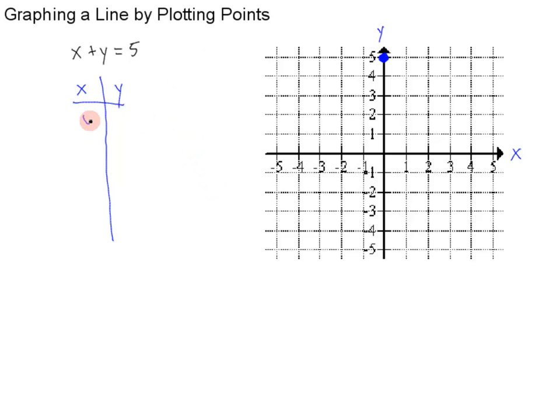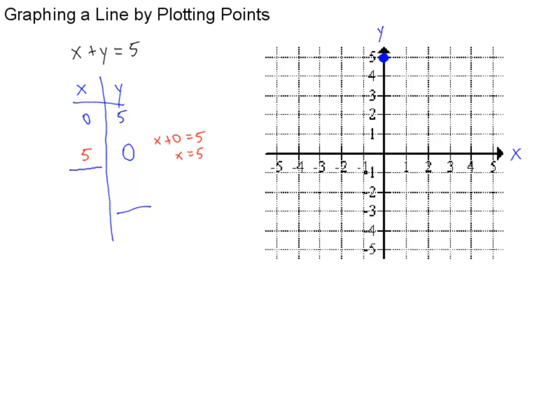Well, we already said the ordered pair (0, 5) makes this true. Now we need 2 more, so I'll choose a value for y and then figure out what x is. And we'll choose another value for x and figure out what y is. So let's first choose 0 for y. If y is 0, substitute that in, we get x plus 0 equals 5, so x equals 5. And we get another ordered pair where x is 5 and y is 0.